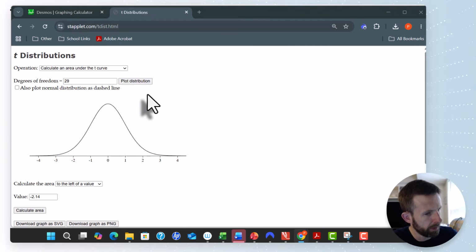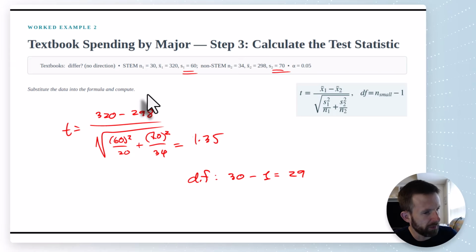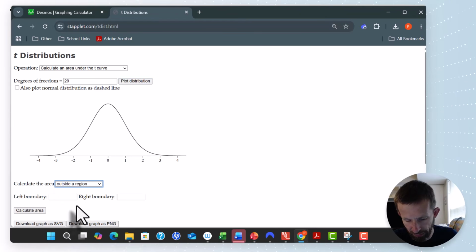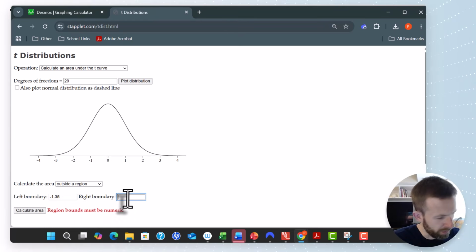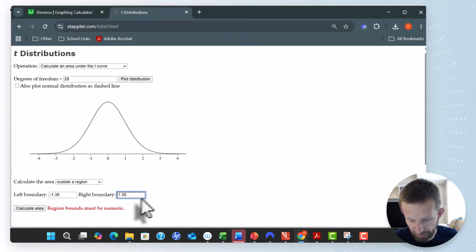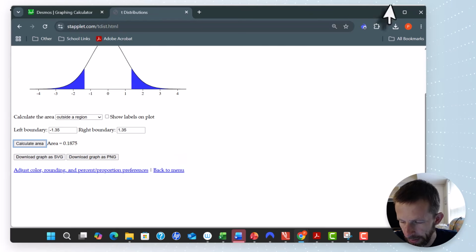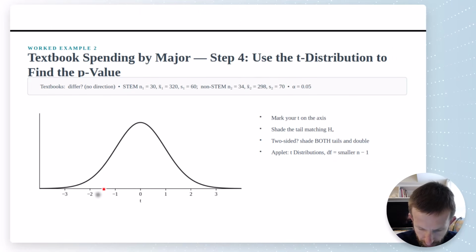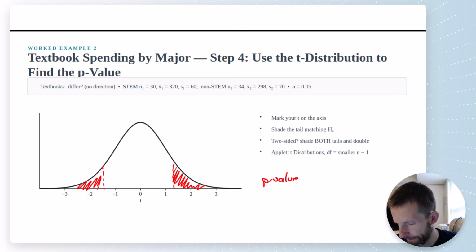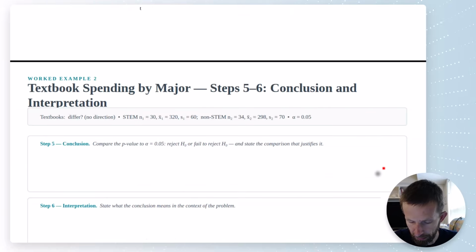All right, so 29 degrees of freedom, and we said 1.35, but it's in two directions, so outside of a region. So to the left of negative 1.35 and to the right of 1.35, to the left and to the right. So the p-value is 0.1875, which is a pretty big p-value compared to 5%.